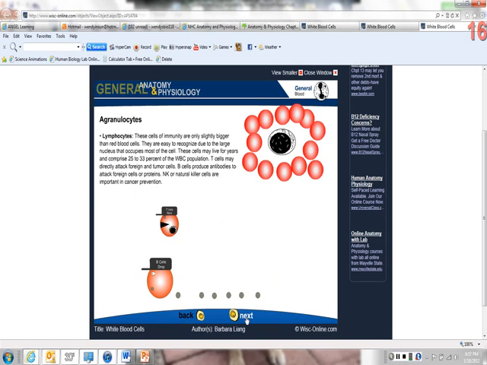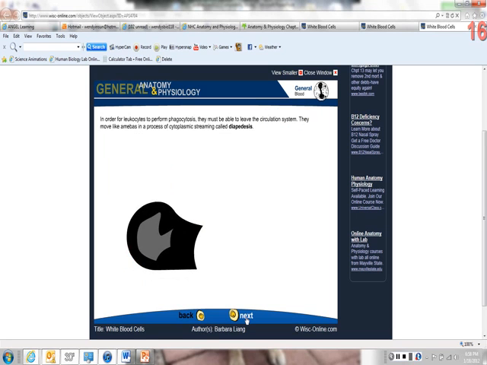Lymphocytes, these are cells of immunity, are only slightly bigger than red blood cells. They are easy to recognize due to the large nucleus that occupies most of the cell. These cells may live for years and comprise 25 to 33% of the white blood cell population. T cells may directly attack foreign and tumor cells. B cells produce antibodies to attack foreign cells or proteins. NK or natural killer cells are important in cancer prevention.